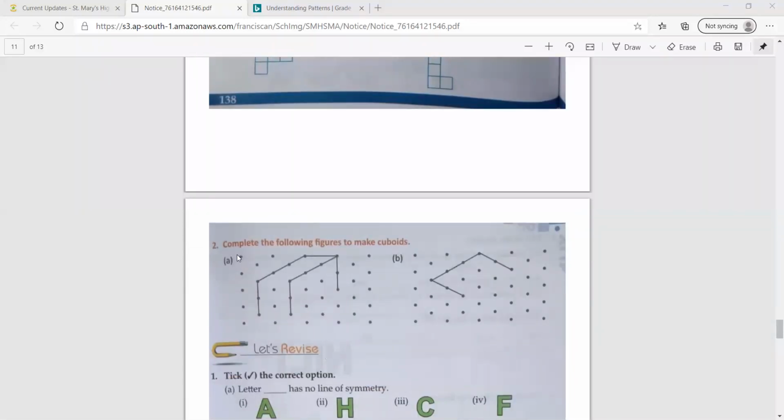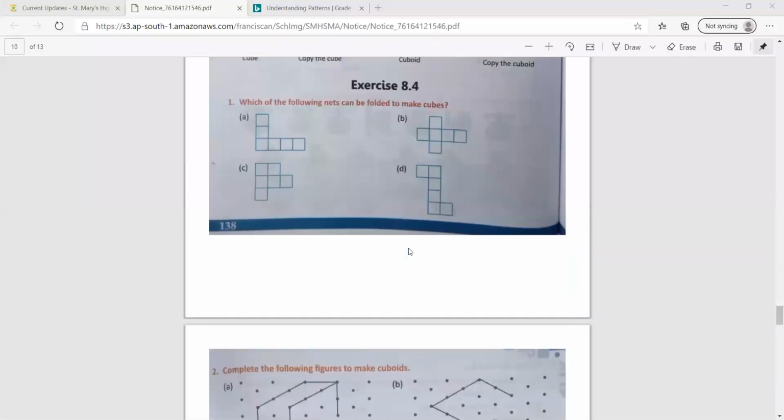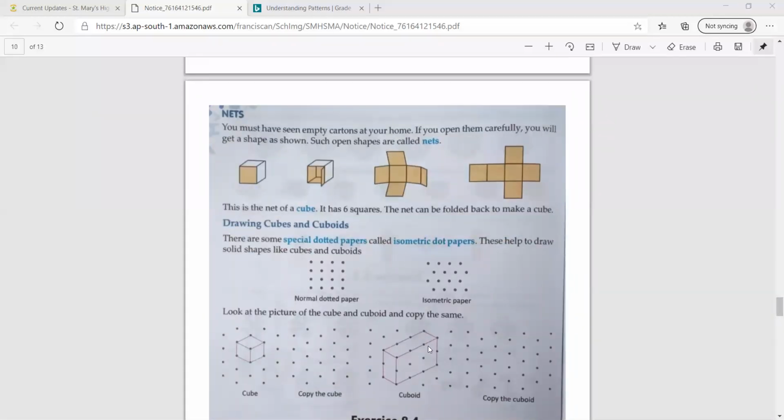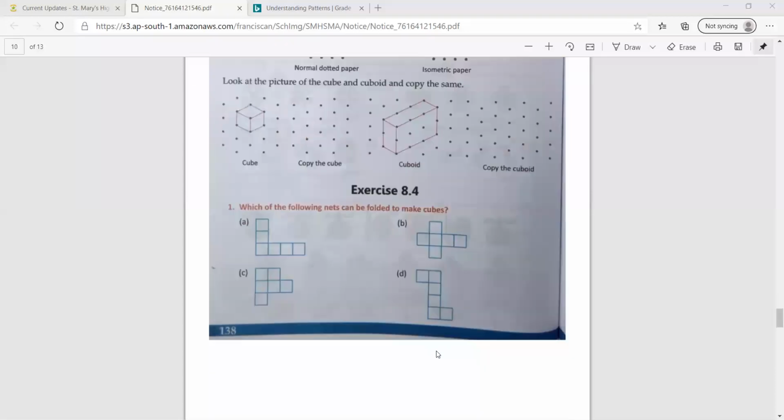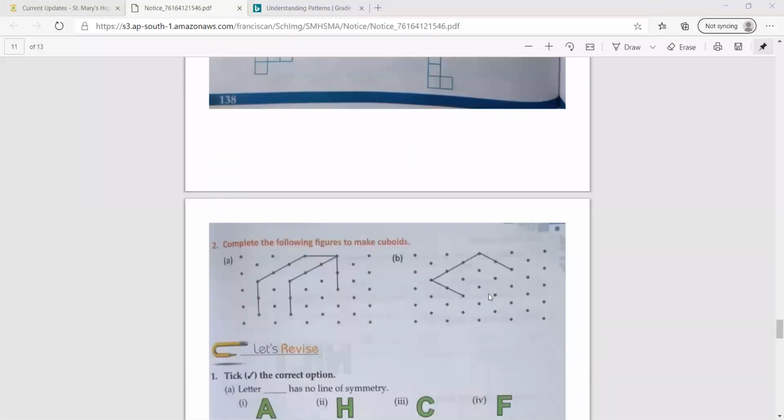This also can be done. Complete the following figures to make cuboids. So the cuboid has to be done in this. So you have to draw this in your book and try and make the cuboid. So the one cuboid has already been given over here. So according to that, you have to draw the cuboid here and over here. And then let's revise, as this is the end of this chapter, wherein we are revising everything that we learned so far.